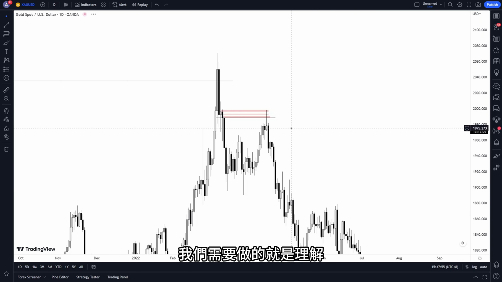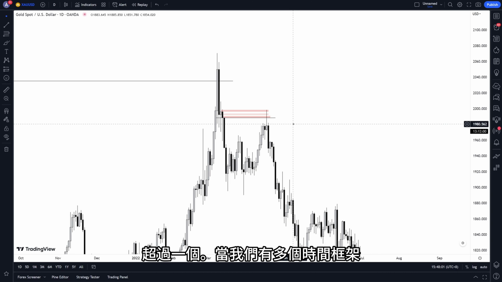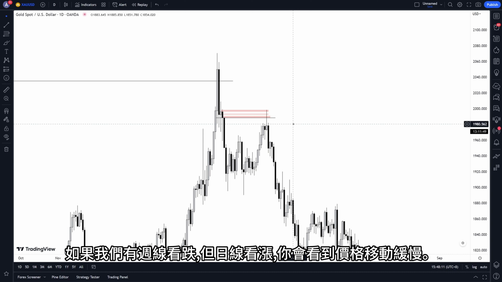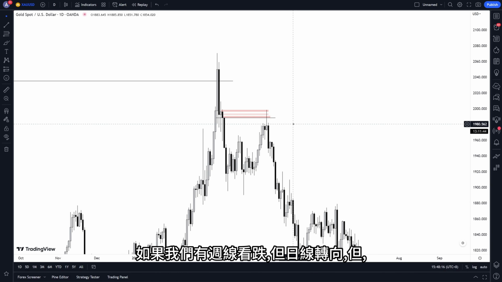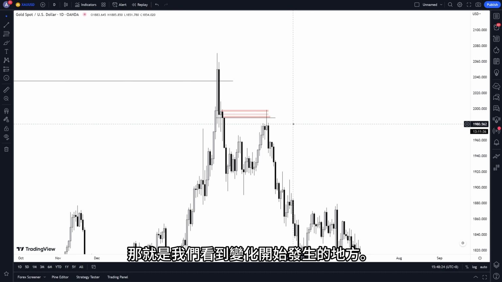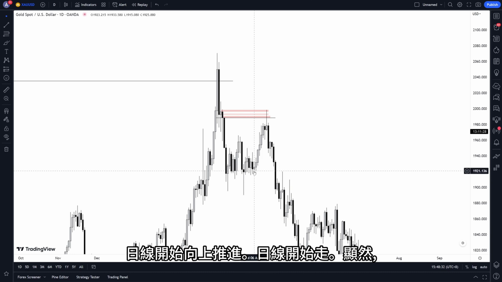All we need to do is to understand that when we have multiple time frames, what's the definition of multiple? More than one. When we have multiple time frames in the same storyline with another time frame, that's where big moves happen. So for example, if we have weekly bearish but daily bullish, you'll see price move sluggishly. If we have weekly bearish but daily turns bearish as well from bullish, that's where we see changes start to happen. So what happened here? Weekly is bearish, but in the middle here somewhere, daily started to project up.